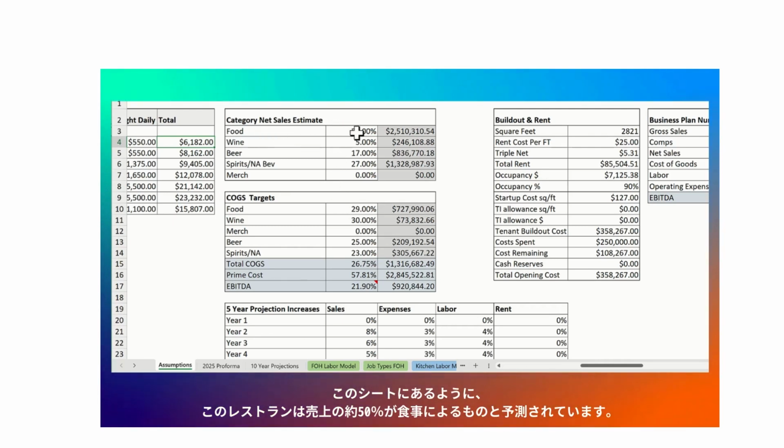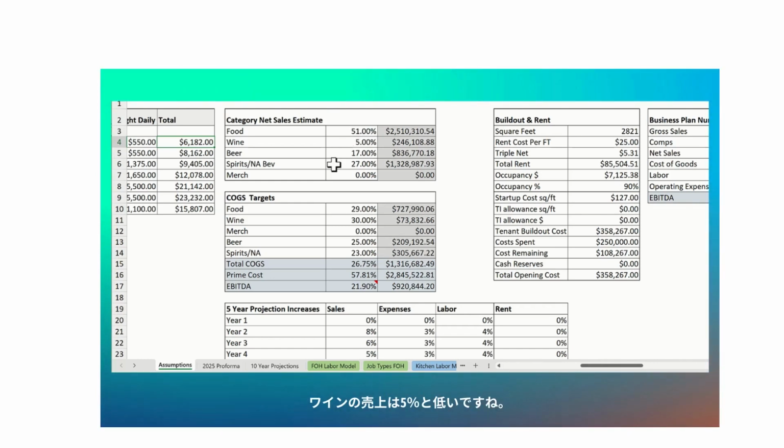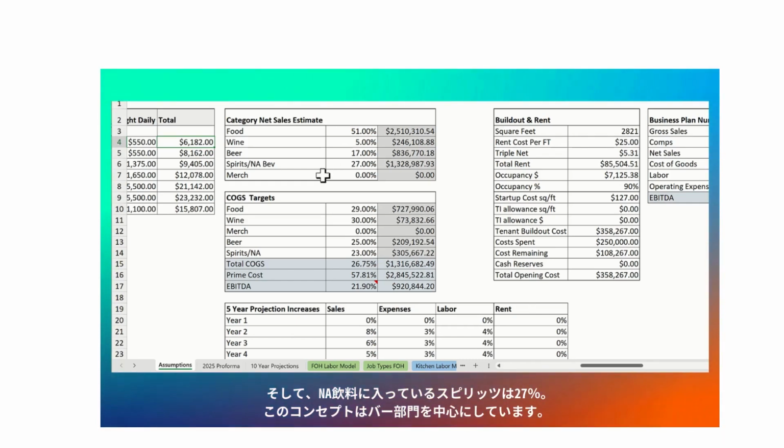As you can see here, we've predicted that this particular restaurant is going to have about 51% of their sales coming from food, 5% wine, not a lot of wine sales, 17% of their sales will come from beer, and 27% of their sales will come from spirits and NA Bev, as this is a very bar-forward concept.